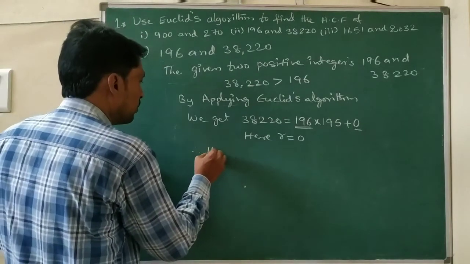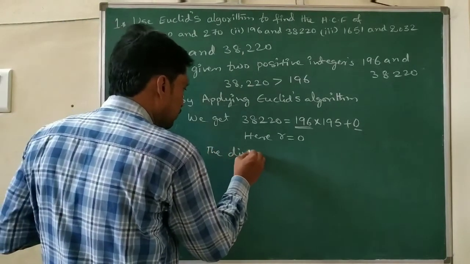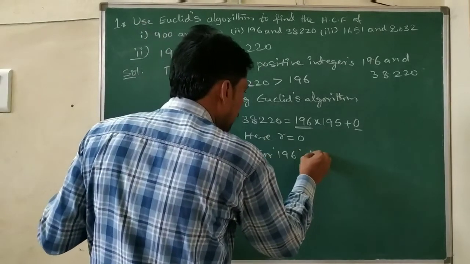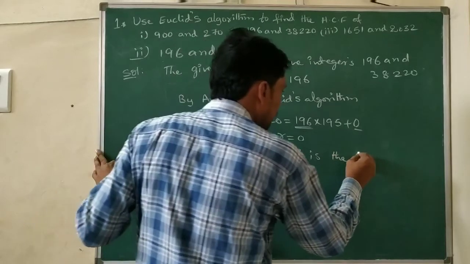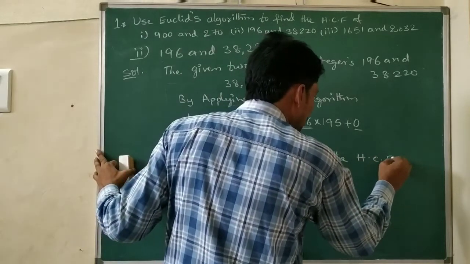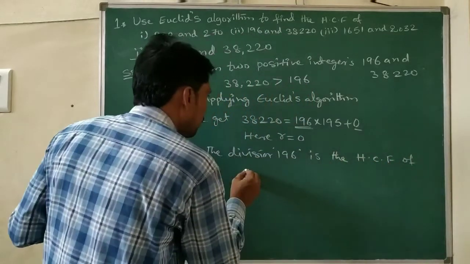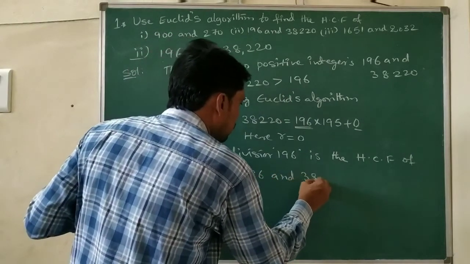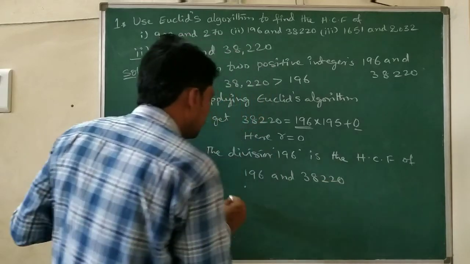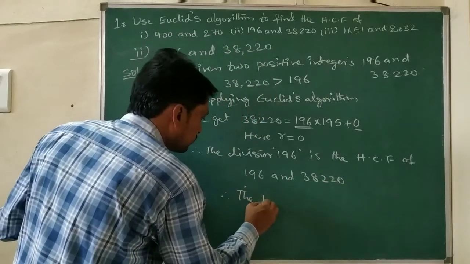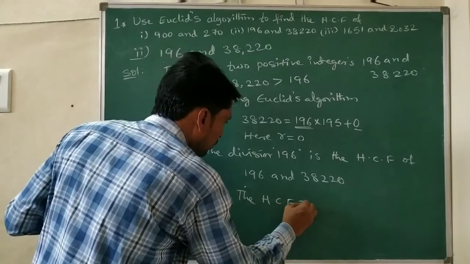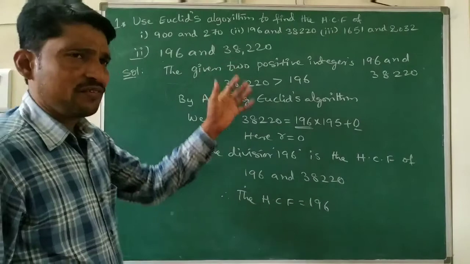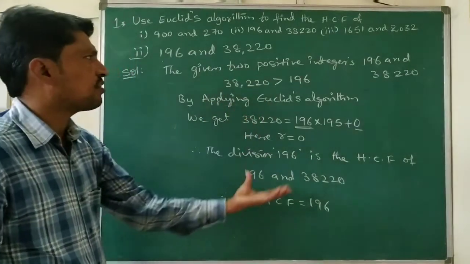Therefore, the divisor 196 is the HCF of 196 and 38,220. Therefore, the HCF equals 196. So it is a very clear and very easy process.